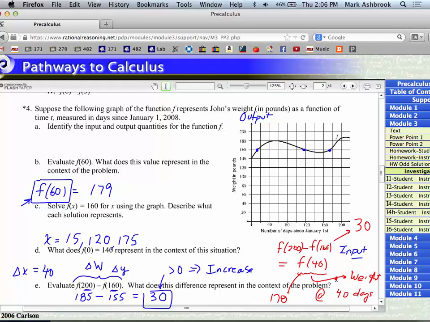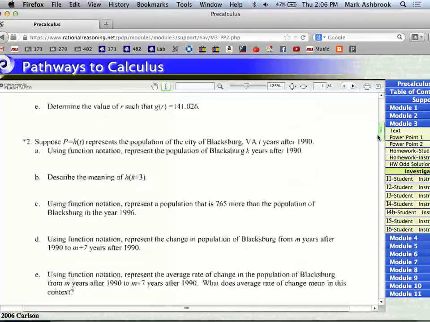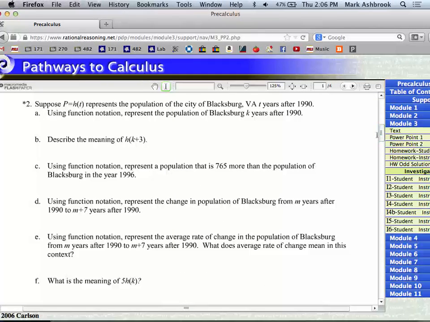Up through D, up through question D. So back to right here. So just do A through D.